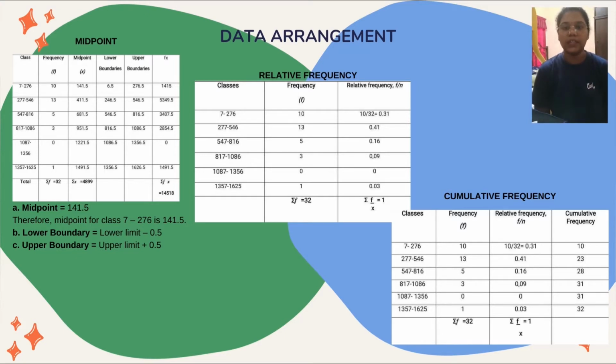The last part of mine is cumulative frequency. The cumulative frequency of a class is the sum of the frequency for that class and all previous classes. The cumulative frequency of the last class is equal to the sample size n. The cumulative frequency of the last class is the sample size n, which equals 32.